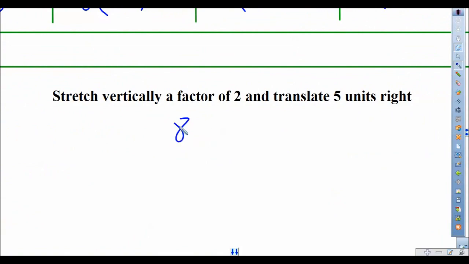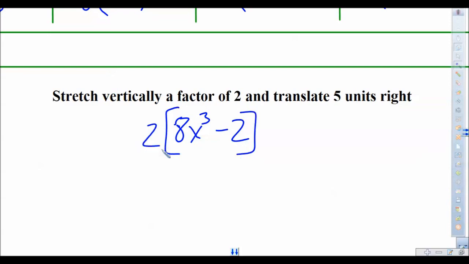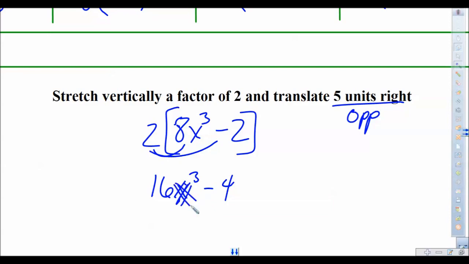Let's take that 8x cubed minus 2. I'm kind of proud of myself that I remember this function every single time. Usually I have horrible memory with these things. Stretch vertically by a factor of 2. So now we just do double the distributive property. So that's 16x cubed minus 4. And then translate 5 to the right. Wait a minute, this is a horizontal move, so we have to play an opposite game here. So we're going to swap out this x right here, and we're going to put what in its place? Right, so I'm thinking a minus sign. We've got to put a 5 in there.